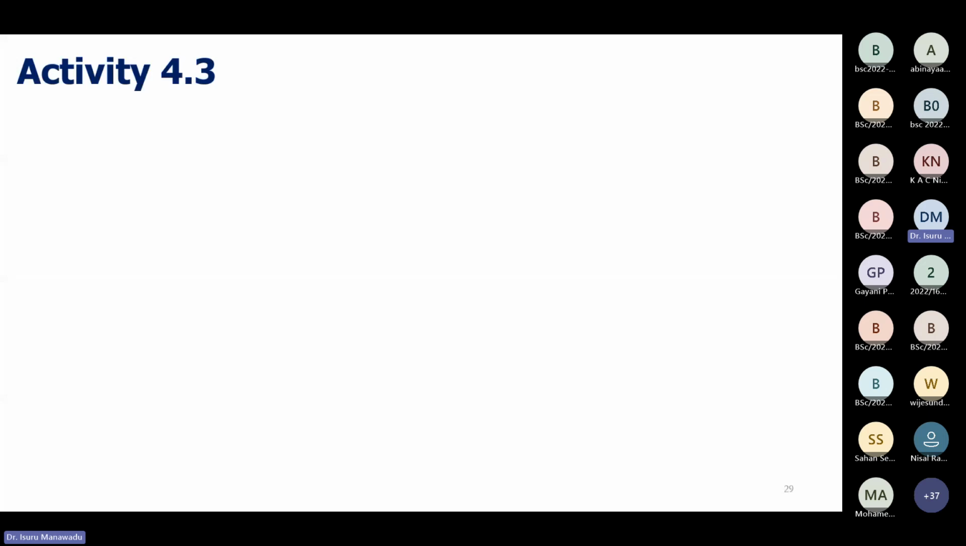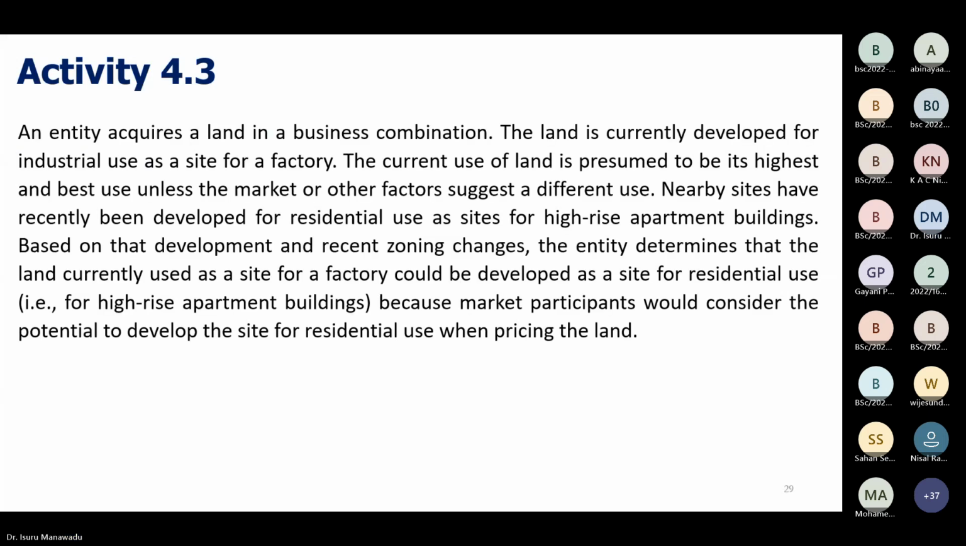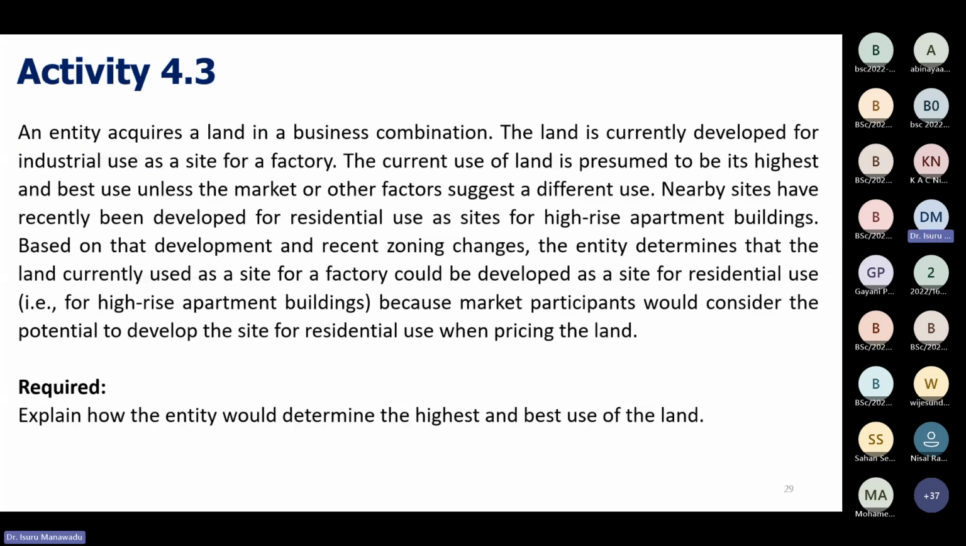Right. Now we can do this practice question. Explain how the entity would determine the highest and best use of the land. Read this and try to provide the answer. I will give you a couple of minutes. So at the same time, you can take a small break as well.